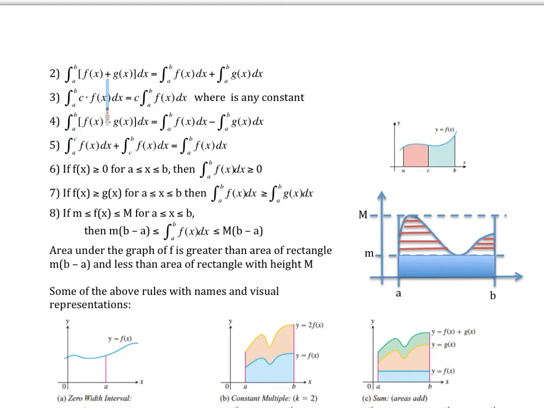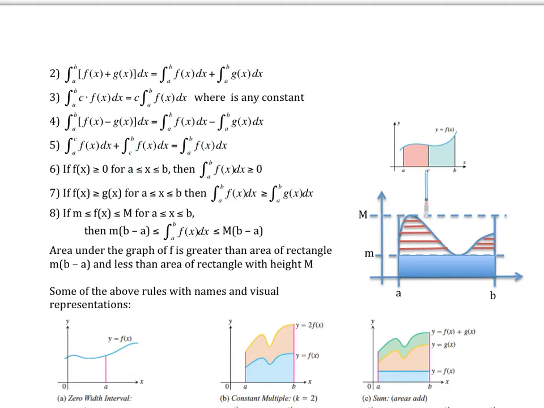Again, just like up here I had a plus, if I have a minus, I can distribute that negative. So the integral from a to b of f of x minus g of x, just distribute it and do each one separately. Over here, from a to c of f of x dx. Well, what is that? Well, look at this. This plus c to b. From a to c plus c to b is just like going directly from a to b.